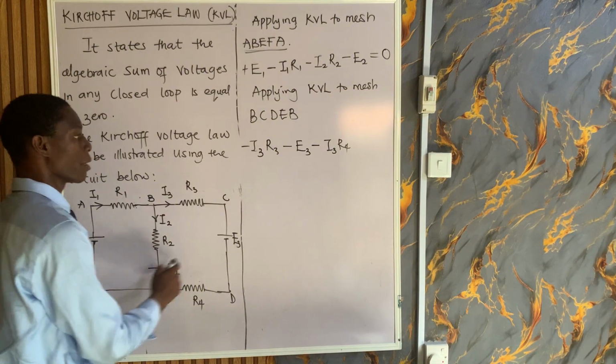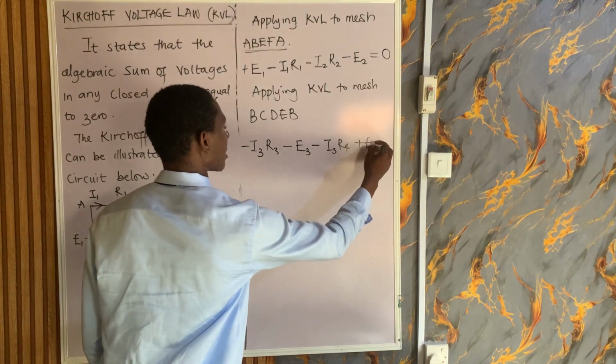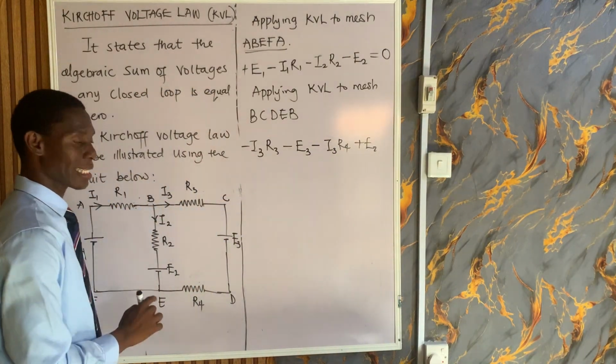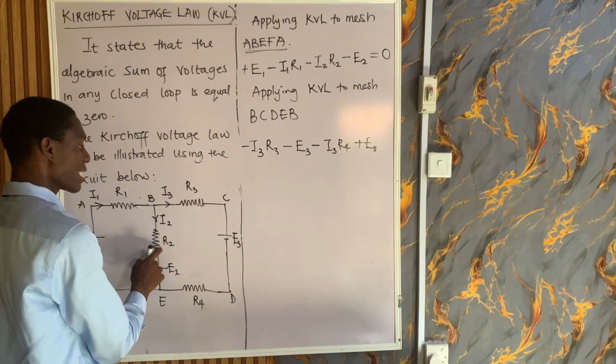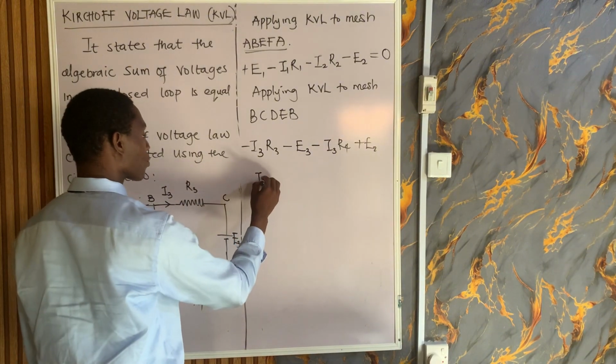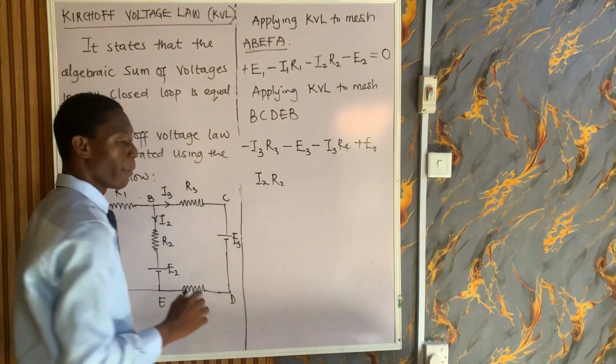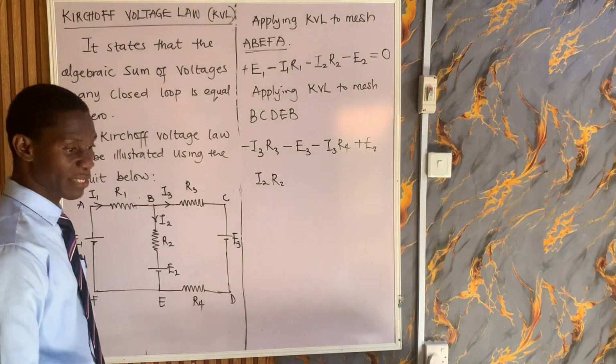From E to B, I will meet this cell E2. And what is it going to be? Plus E2, because you can see that we see the longer one lastly. And then again, I will see this resistor. The voltage across that resistor will be I2 R2. But is it going to be negative or positive? Well, positive this time around.